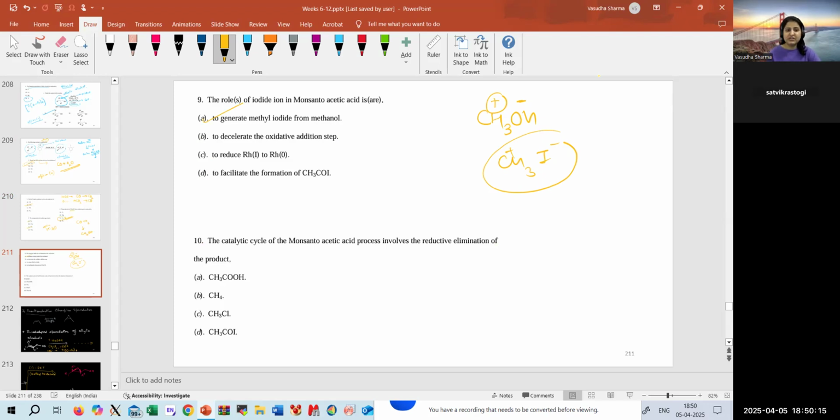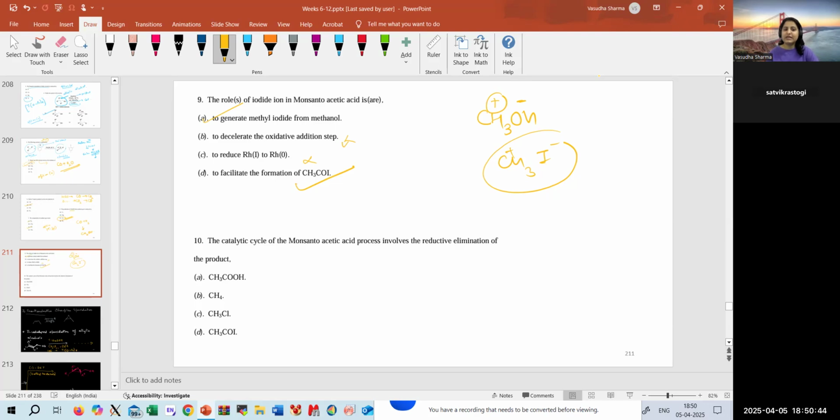To decelerate the oxidative addition step, no, it actually fastens the step. To reduce rhodium(I) to rhodium(0), that is also not correct because it undergoes oxidative addition from plus 1 to plus 3. So these two options are wrong. And the last, to facilitate the formation of CH3COI, that is correct because the precursor of the product is CH3COI, and when it is treated with water, it forms your acetic acid.